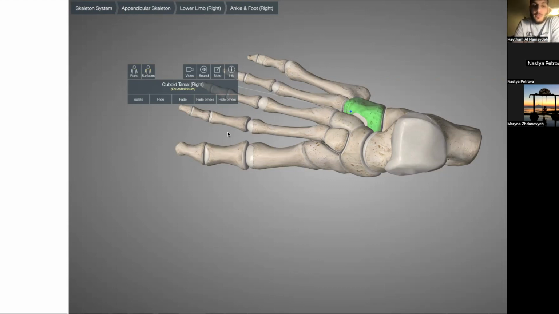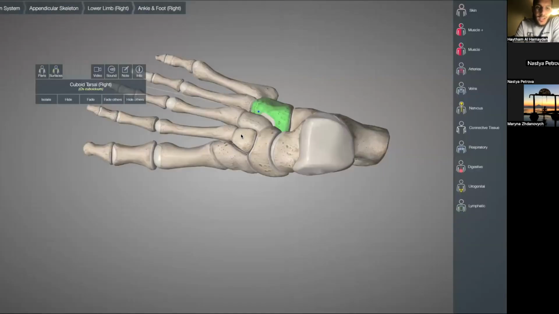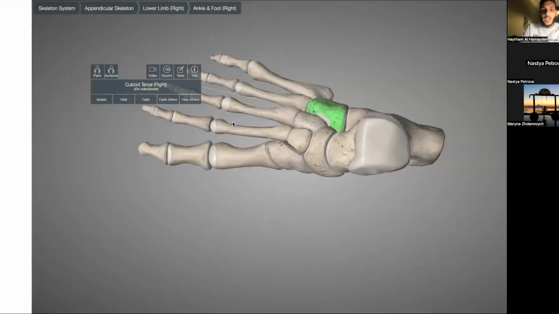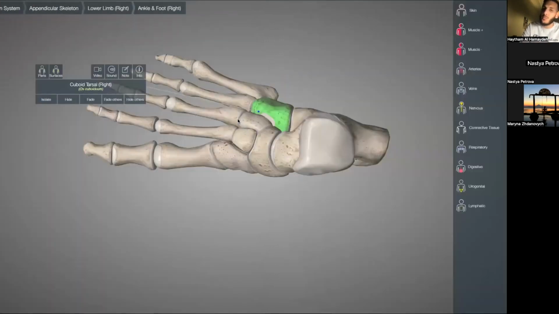Proximally, the metatarsals are involved with the tarsometatarsal joints, between tarsal bones and metatarsal bases. Yes, bases, exactly, because we know that bases are proximal. So the most proximal part of the metatarsals are the bases.